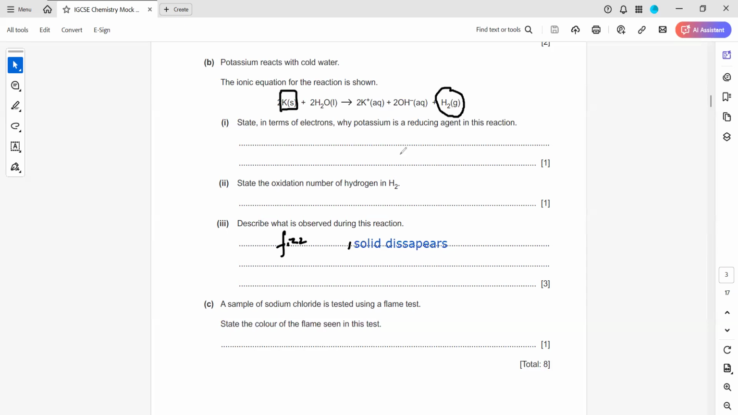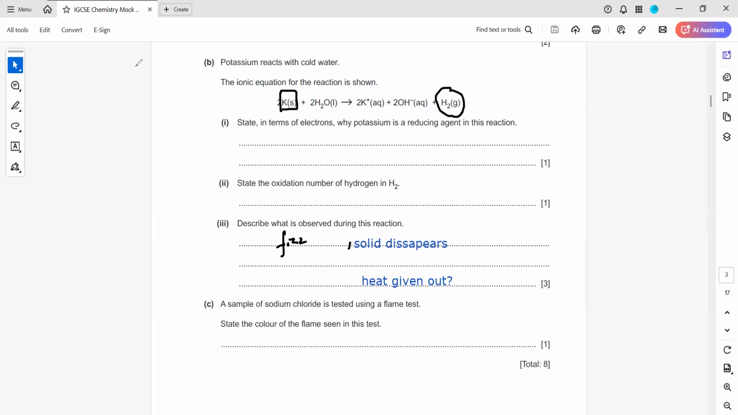What would be the third observation? Color? No, it's already colorless. The solution and water are already colorless, so colorless turns into colorless. Gas, yes, bubbles, already mentioned. Heat is given out. The reaction is exothermic, so the beaker appears to be warmer. That you can mention.